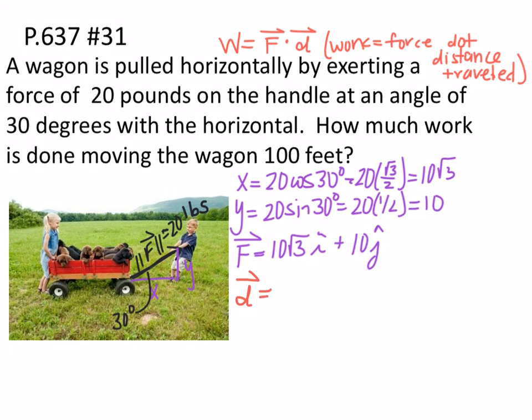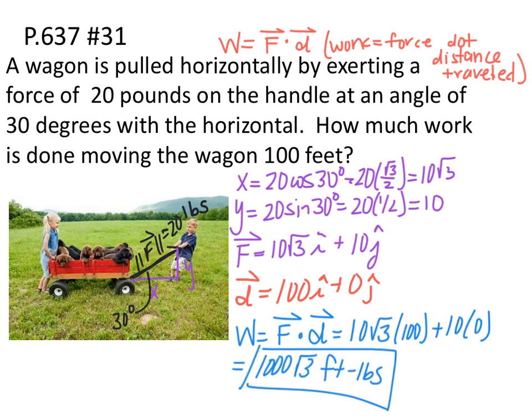So distance traveled, this wagon's only traveling in the horizontal direction, and this kid's not magically pulling it up in the air. So it's going 100 feet in the x direction, so your distance vector would just be 100 i hat. If it helps you, you can say they're not going at all in the y direction, so plus 0 j hat. So now you have your force vector, and you have your distance traveled vector. Now you can calculate work. Work is force dot distance. So go ahead and pause the video and calculate the work done on this wagon.